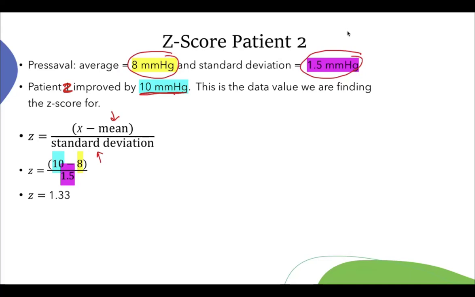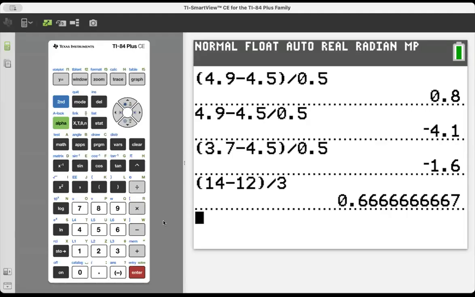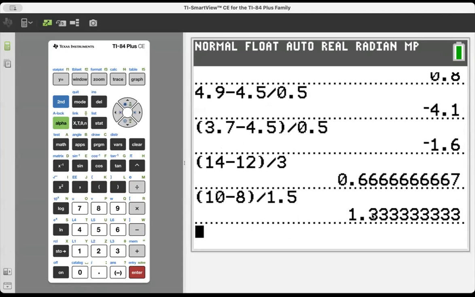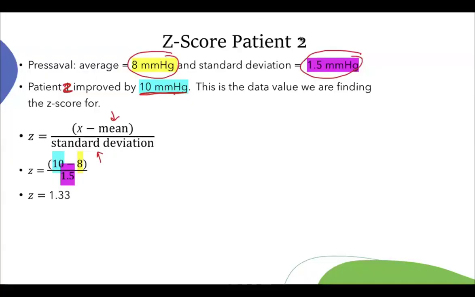And let me show you what that looks like on the calculator. So we're going to take parentheses 10 minus 8 divided by 1.5. Okay, this also doesn't terminate. And now when we take this 2 decimal places past the decimal point, we see 3, 3, and the next number is 3. It's not 5 or greater, so we're going to keep this value as 1.33. So this person's z-score is 1.33, which is pretty good compared to the other one. Okay, so that's where the 1.33 comes from.